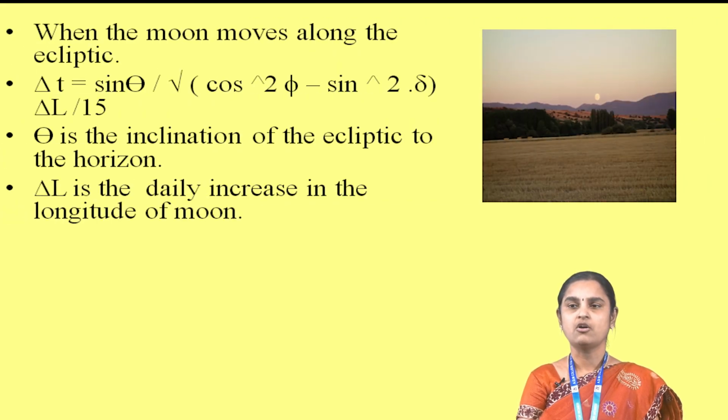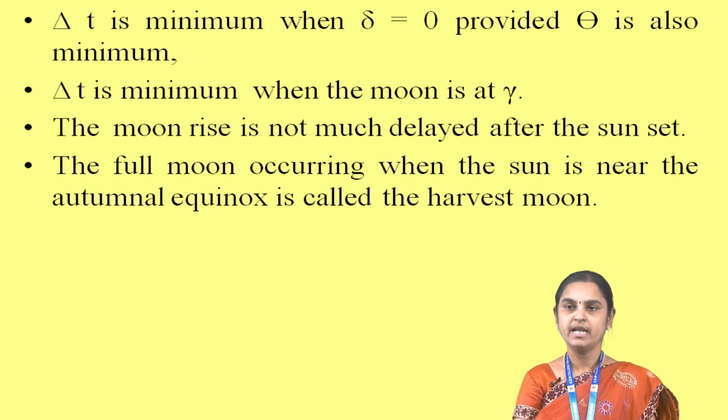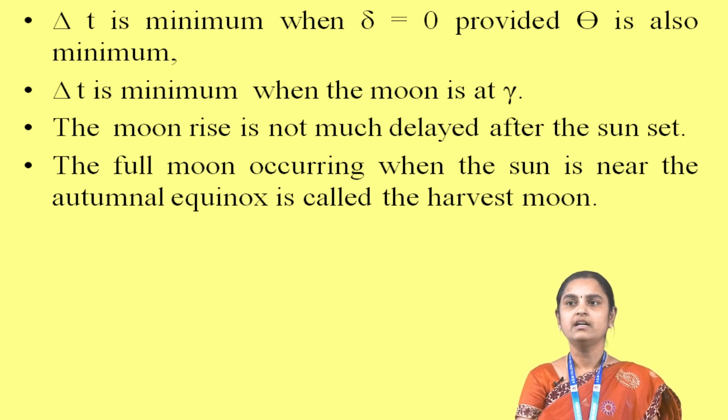When the moon moves along the ecliptic, the retardation in the time of rising is del t equal to sin theta by square root of cos square theta minus sin square del L divided by 50, where theta is the inclination of the ecliptic to the horizon and del L is the daily increase in the longitude of moon. Del t is minimum when del L equals 0, provided theta is also minimum. Del L equal to 0 gives that the moon is at gamma, but the inclination theta of the ecliptic to the horizon is minimum when the moon is at gamma. Therefore, del t is minimum when the moon is at gamma.